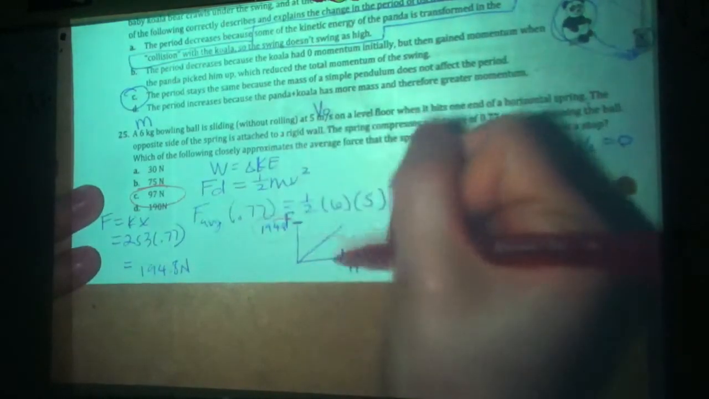So then the average force is actually the biggest force divided by 2, which would give me 97. That's why I used the work-energy theorem, because it was easier to just find my average force as force times distance, and that would give me my change in kinetic energy. Okay.